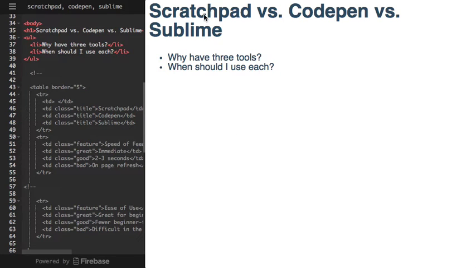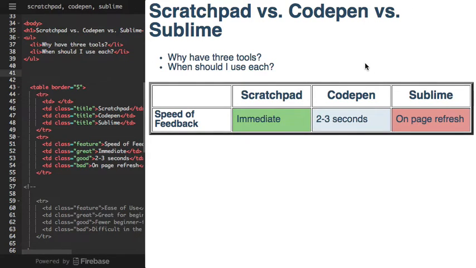You may be wondering why we have 3 different tools, Scratchpad, CodePen, and Sublime, that all do the same thing, more or less, and when you should use each of them. Each of these tools really has pros and cons. In general, Scratchpad is the most beginner-friendly, but also the least powerful, whereas Sublime is very powerful, but not quite as beginner-friendly.